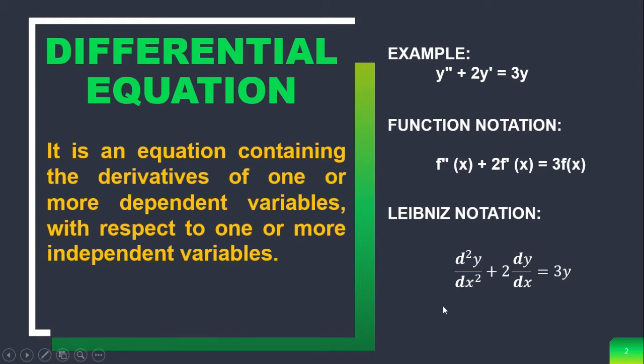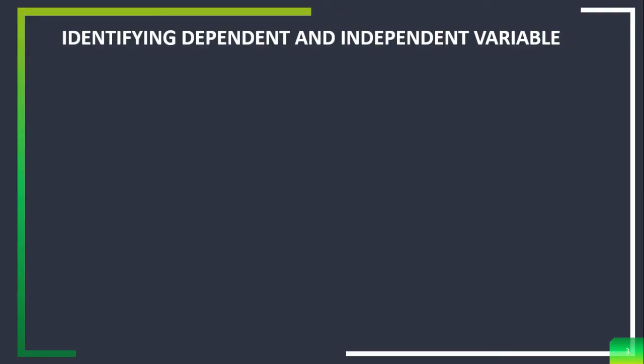Okay, so let's proceed to identifying the dependent and independent variable. The dependent variable is the variable used in the derivative of a certain differential equation located in the numerator. And the independent variable is the variable located in the denominator that is used in the derivative. To understand that concept, I have here an example.